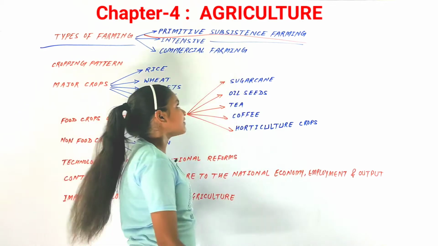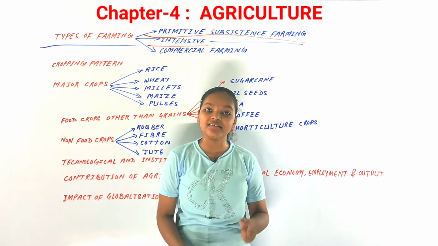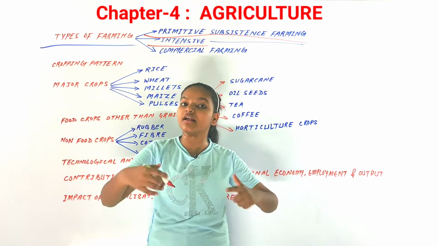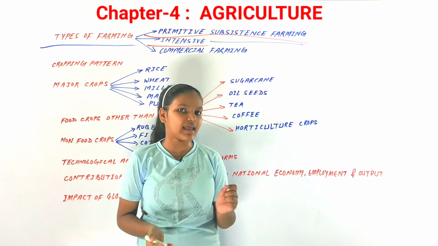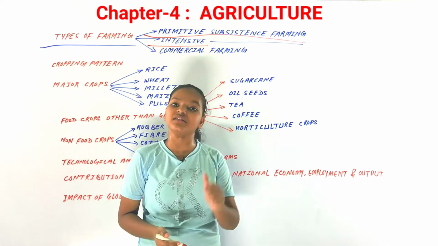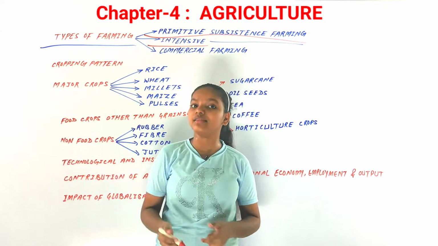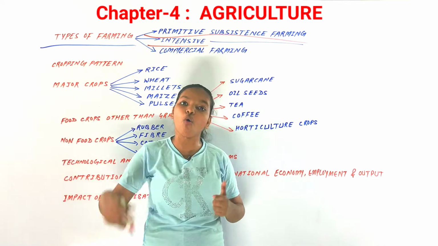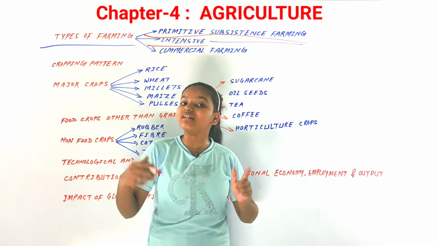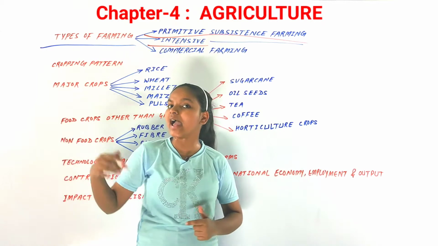After that we have the second type of farming, that is intensive subsistence farming. This type of farming is found where there is intense population pressure on the land, and that is why it is known as intensive farming. This kind of agriculture can be seen in areas where there is population pressure on the land, and from a limited land you get more and more output, using that land to the fullest extent.